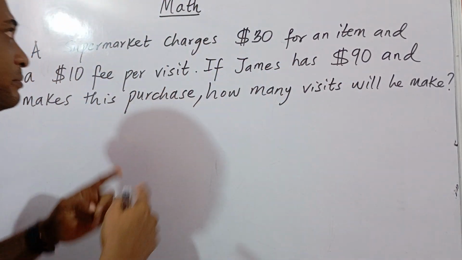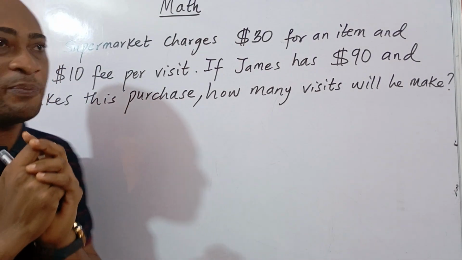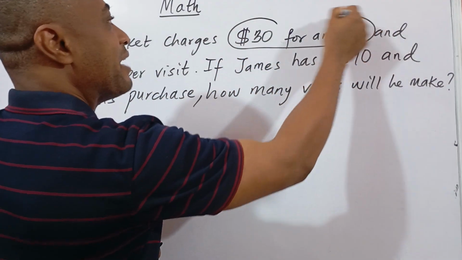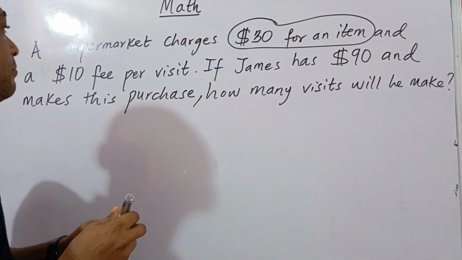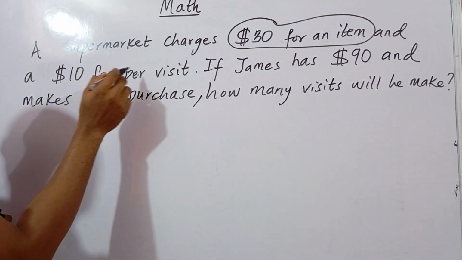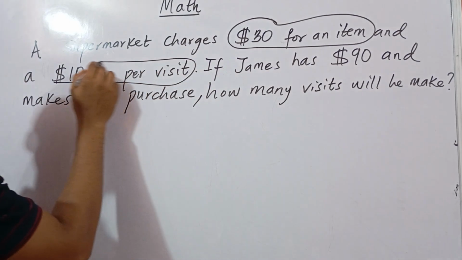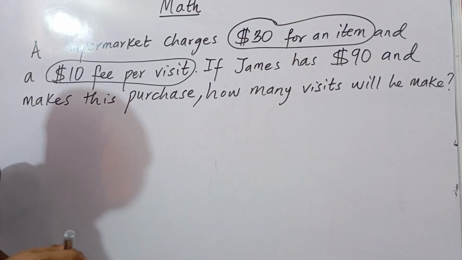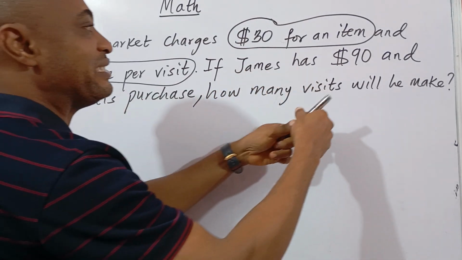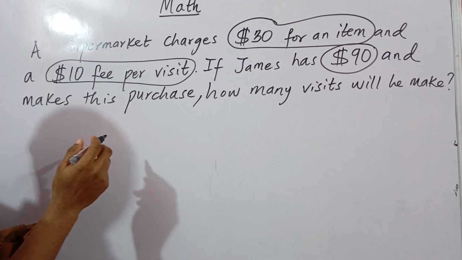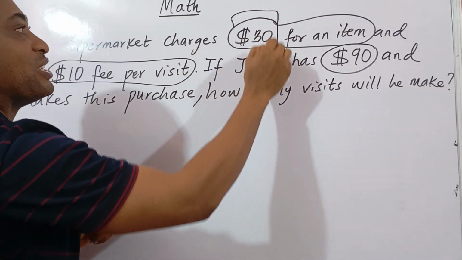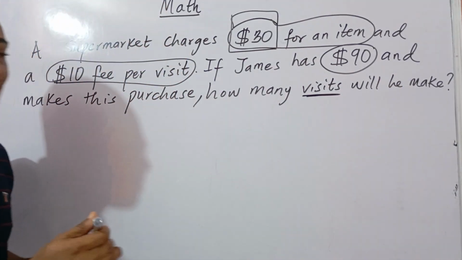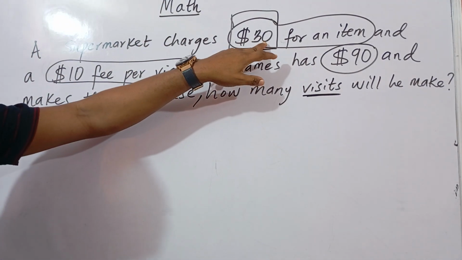Let's dive into this. Look at this math question under word problems. They said a supermarket charges $30 for an item. So this is the amount charged for an item. And a $10 fee per visit. So anytime you go there, whether you are making this purchase or not, they charge a $10 fee. Now, if James has $90 and makes this one-time purchase of $30, how many visits do you think that he can make after going to make this purchase?